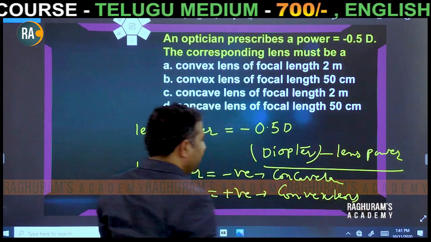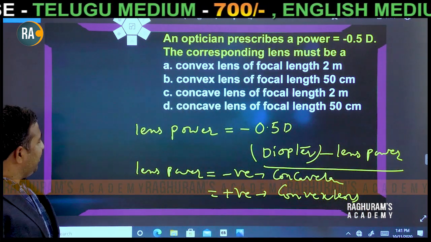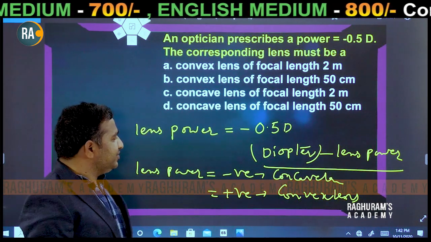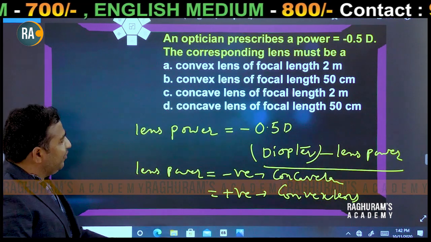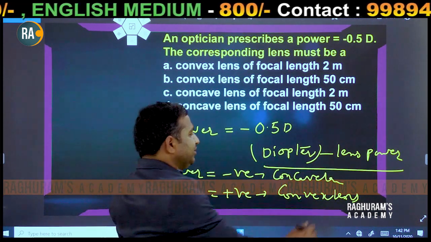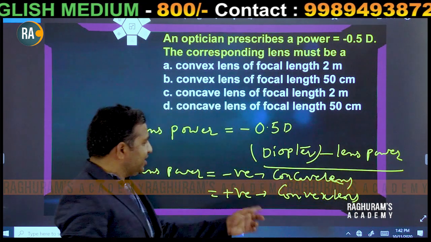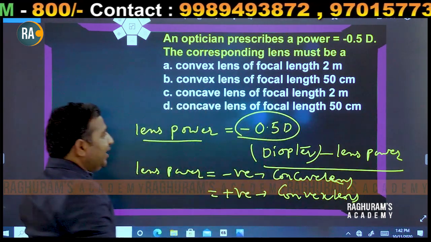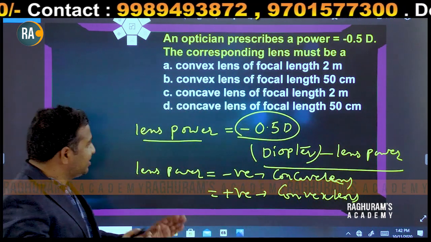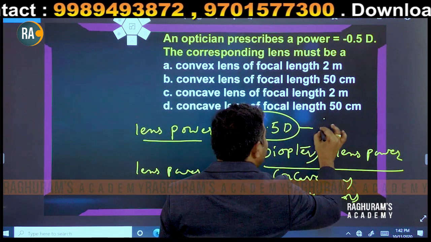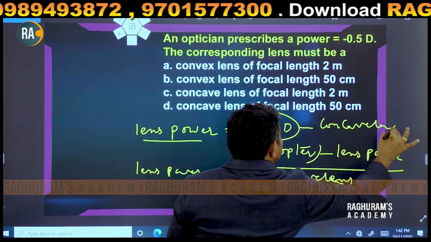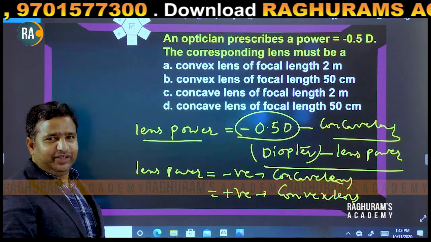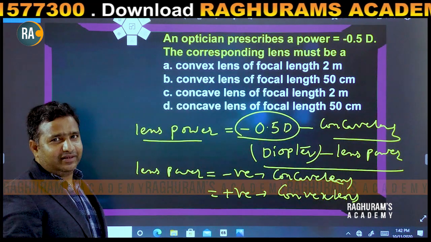Based on lens power, we can simply recognize whether it is a convex lens or a concave lens. If the lens power is negative, it is a concave lens. If the lens power is positive, it is a convex lens. Here the lens power is negative, minus 0.5 diopters, so it is a concave lens. That's why it is considered a concave lens.